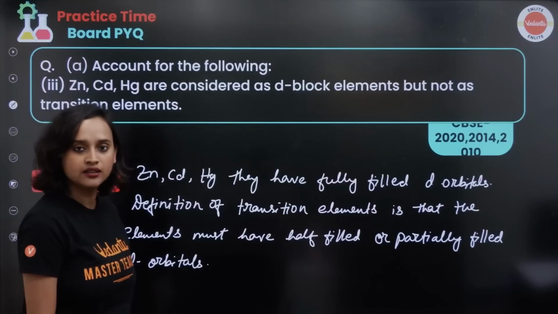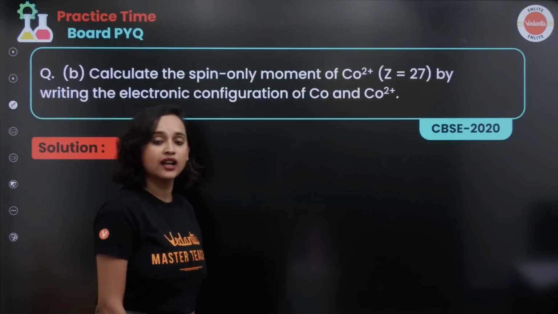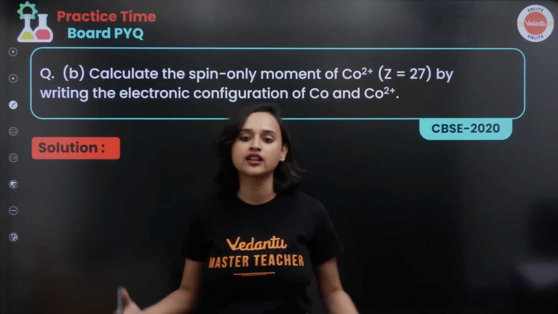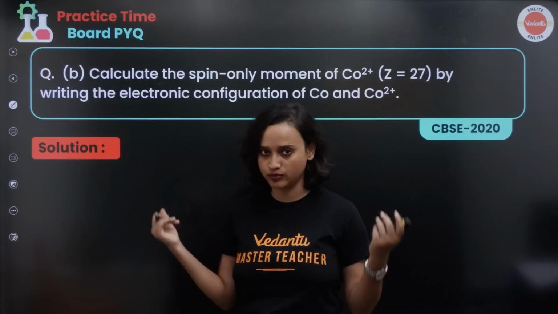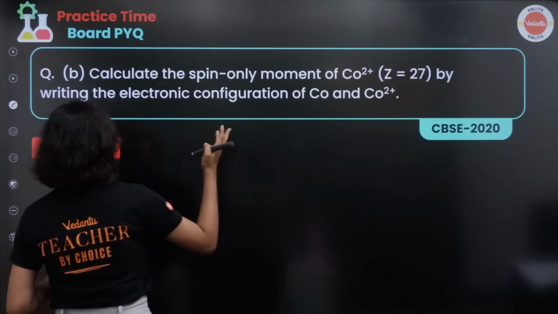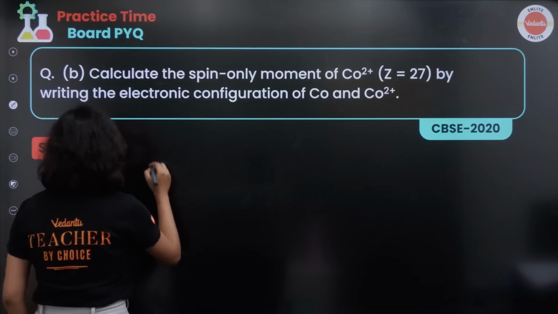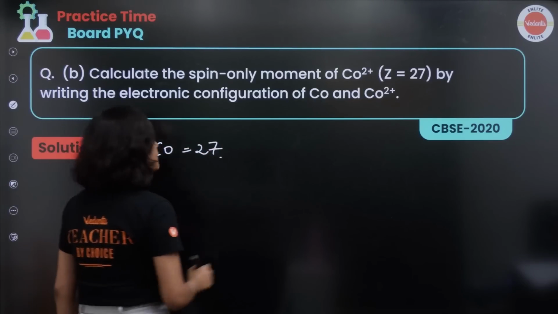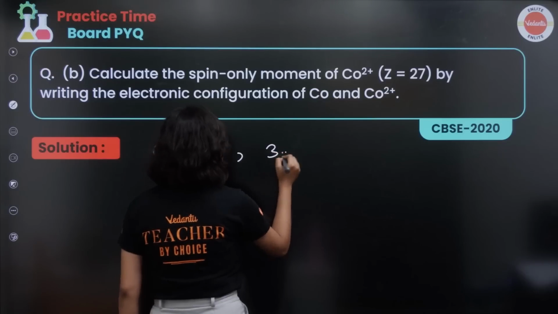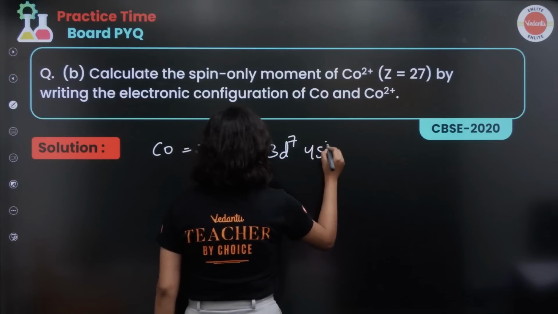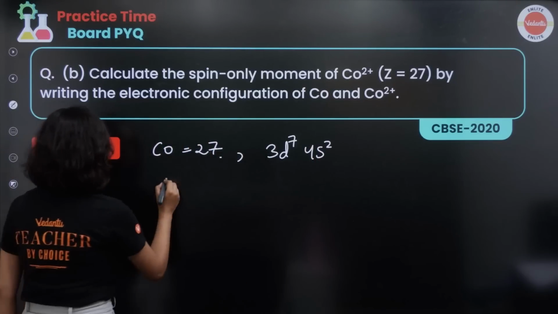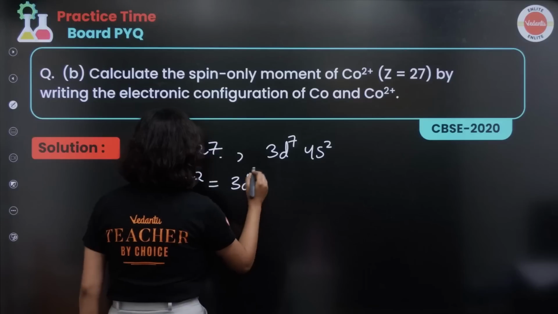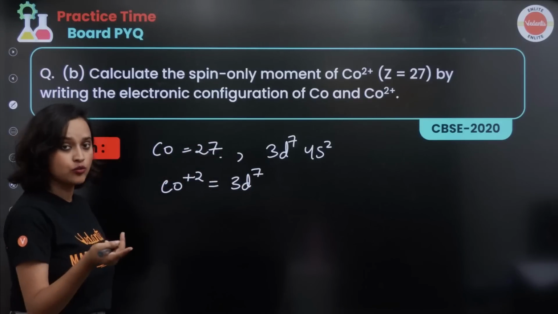Alright everybody, clear? Great? Moving on. Calculate the spin-only magnetic moment of Co2+ (Z is equal to 27) by writing the electronic configuration of Co and Co2+. Let's solve it. Co is 27 as they have given it to us, so the electronic configuration is 3d7, 4s2. Now, Co2+ will have 3d7, because 2 electrons will go away.